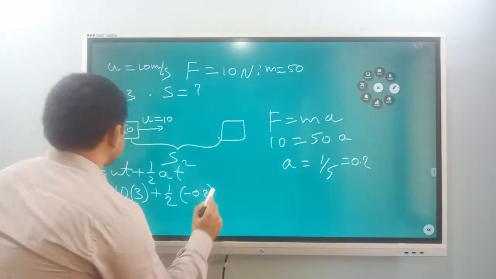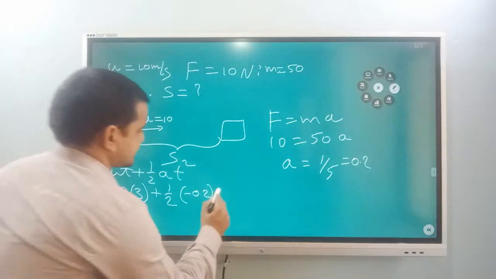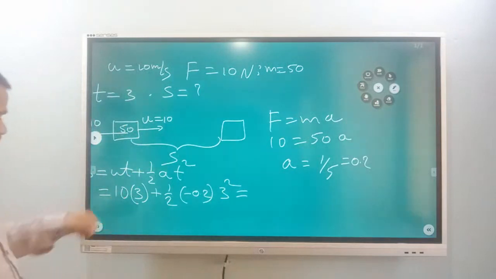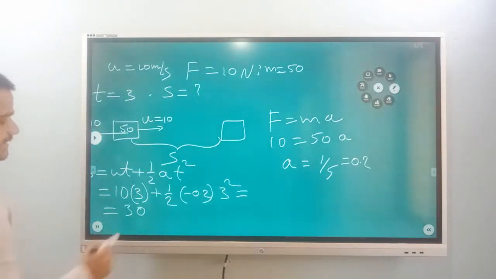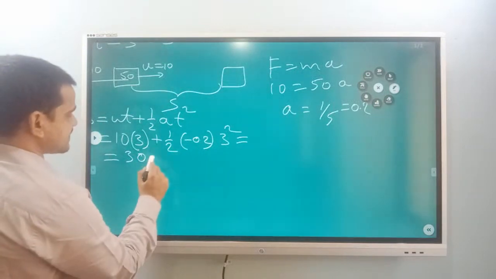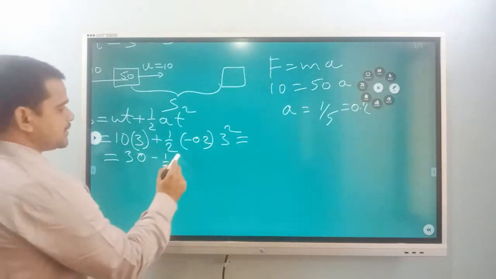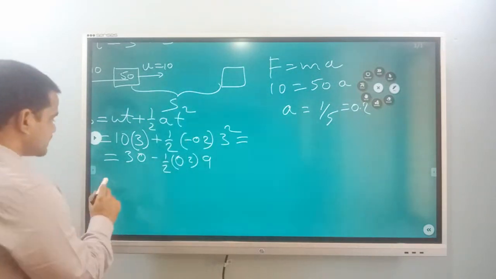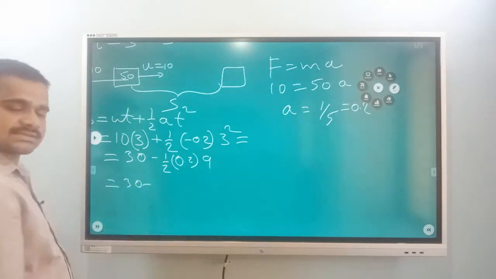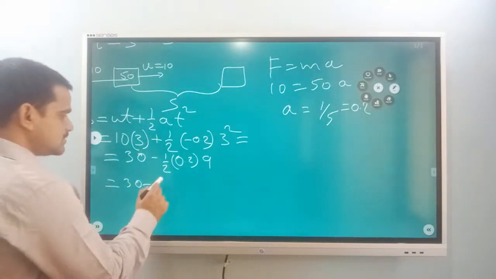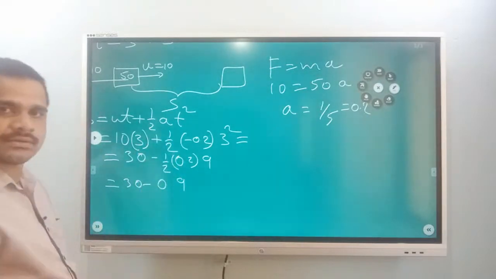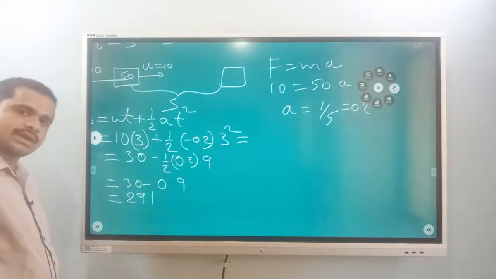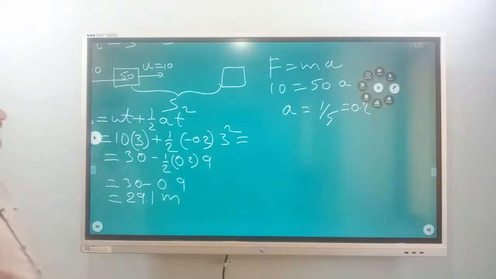Okay, into t square. T, how much is given here? 3 seconds. 3 square. Just simplify this and we'll get the answer. 3 into 10 is 30. This minus, I will write here, half into 0.2, and 3 square is 9. So 0.2 by 2 is 0.1, 0.1 into 9 is 0.9. When you subtract, 30 minus 0.9, how much will you get? 29.1, I think. The displacement of the person is 29.1 meter.